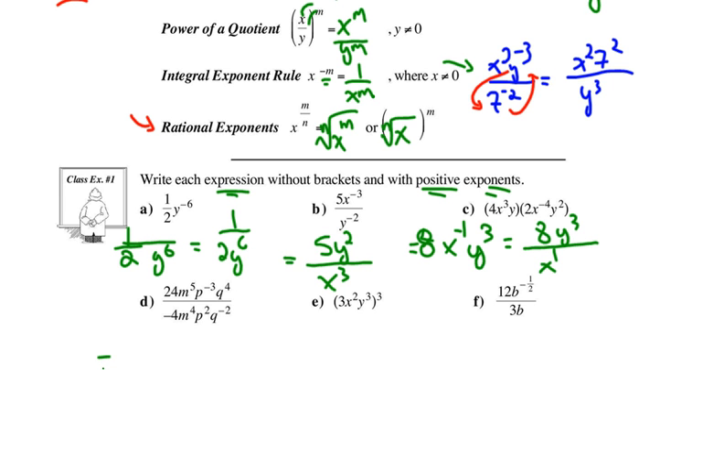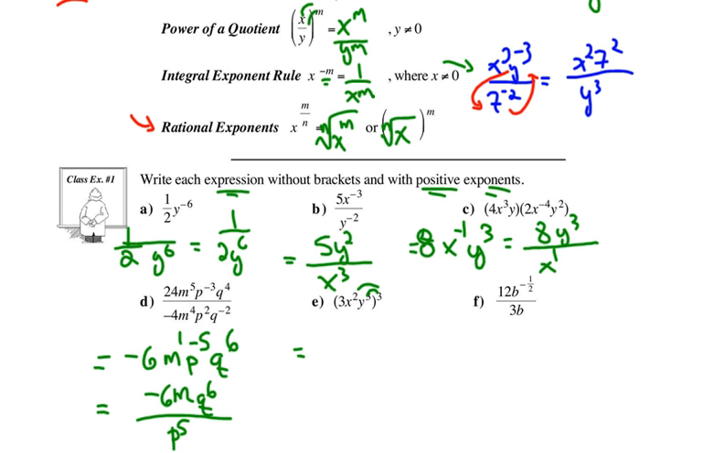Carrying on, we simply use division, and 24 divided by minus 4 is minus 6, m to the 1, p to the, careful, minus 2 minus 3 is minus 5, and q to the 6, 4 minus minus 2 is 6. Again, this 6 is fine, it's just a negative integer. You don't move that. The m stays and the q to the 6 stays, but I must put the p to the 5 on the bottom.